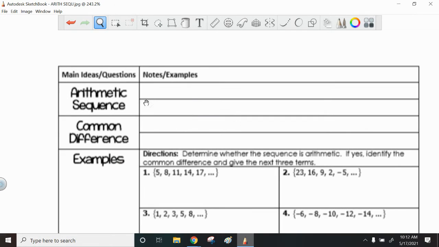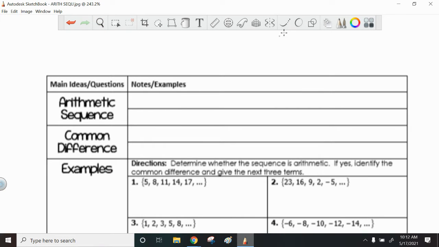All right, good morning. Arithmetic sequence. Just trying to get through these notes.